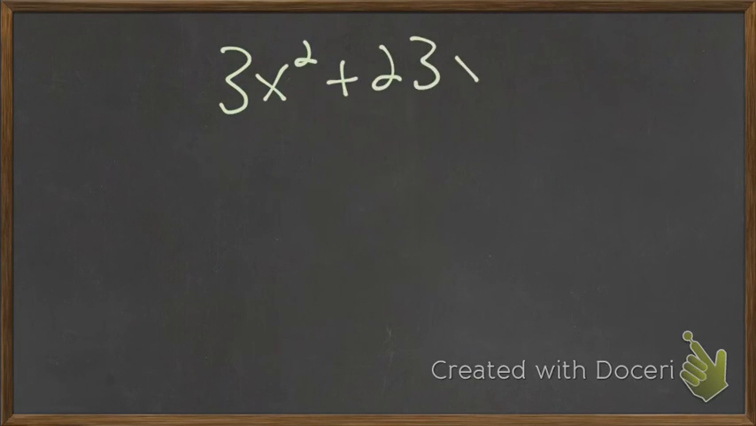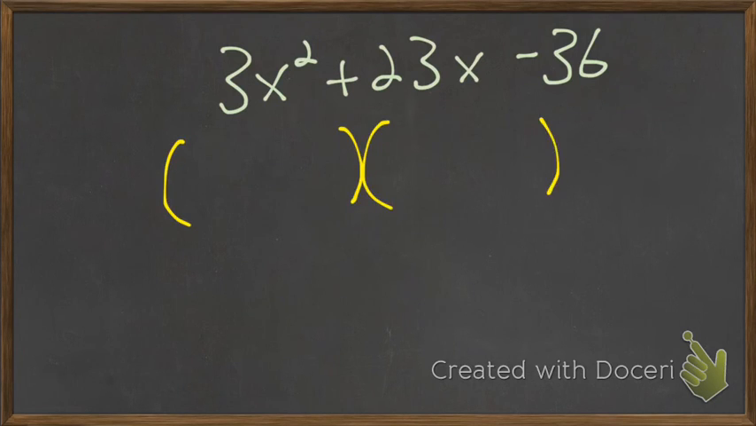Let's do one that's a little more involved. Let's say 3x squared plus 23x minus 36. Okay, so we have our parentheses. Now we know that the signs are going to be different. Since a is prime, we know that the factors are going to be an x and a 3x.